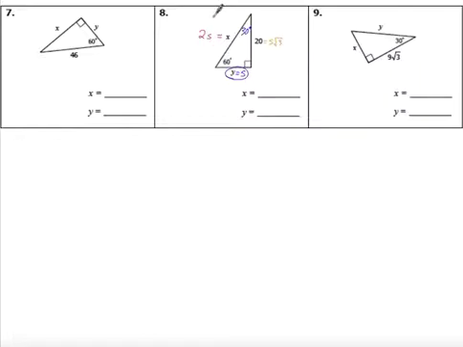So which one of these three equations, 2s is equal to x, y equals s, or 20 equals s root 3, which one of those three can we use to solve for s?